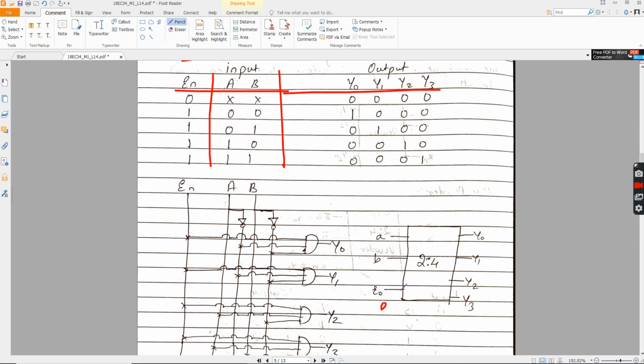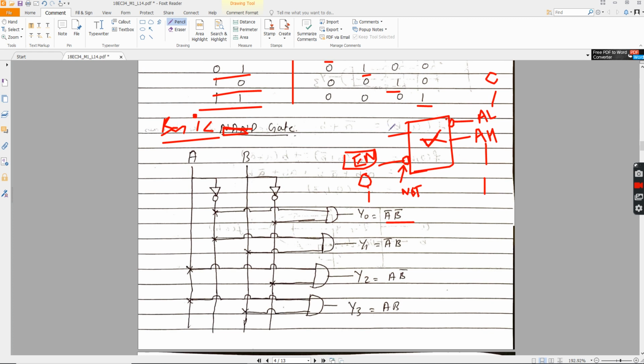Now look here. This enable pin will be an active high enable pin because there is no bubble here. Have you understood this enable thing?